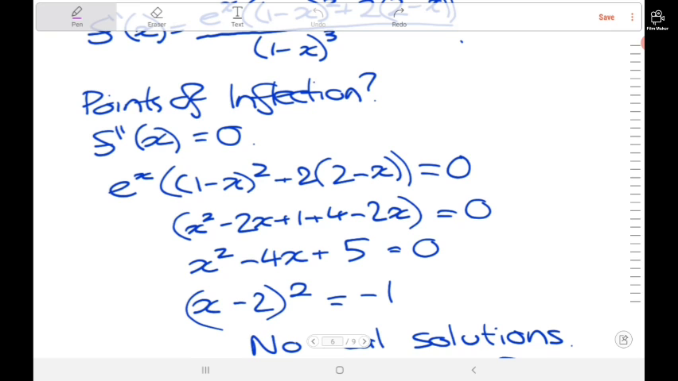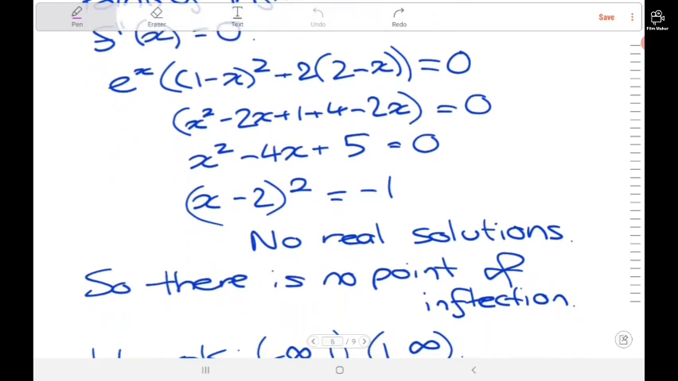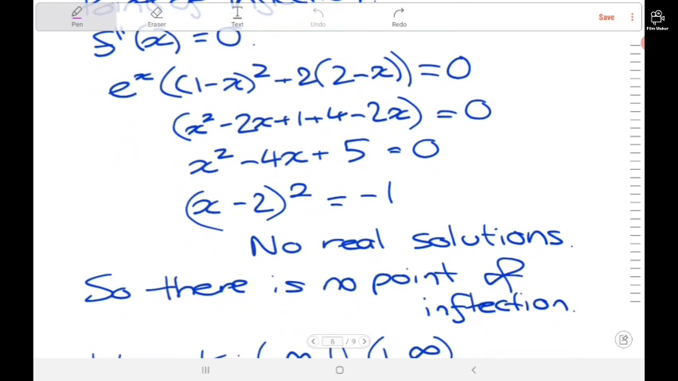Now, x minus 2 squared is a positive number unless we're dealing with imaginary numbers, which we aren't. So it can never equal negative 1. In other words, there are no real solutions to this equation. And that means there's no point of inflection in this graph.